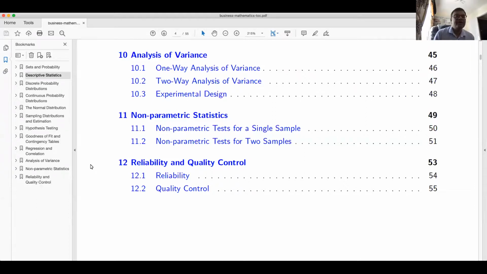I would like to become a full stack developer. How far does business math help me?